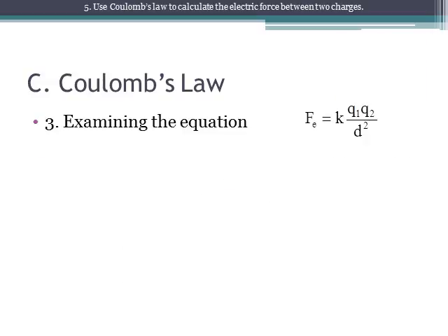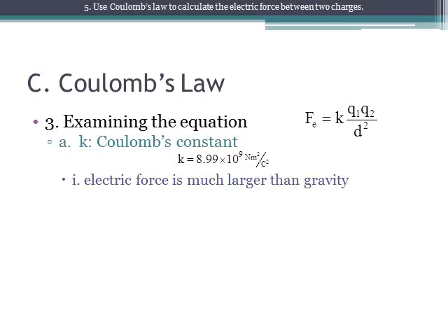So let's examine this equation here just a little bit. So here's our equation up here on the right. Go ahead and take a look at that. Okay, so lowercase k, as we said, that's Coulomb's constant. And notice it's a really big number, 8.99 times 10 to the 9th. Comparing that to Newton's law of universal gravitation, that constant is a 10 to the negative 11th. So what that tells us then is that electric forces are much larger than gravity forces. By nature, they are much larger than gravity forces. In other words, we only need very small charges to experience force. Unlike gravity, where we need really big masses to experience gravity, electric forces are not the same way.